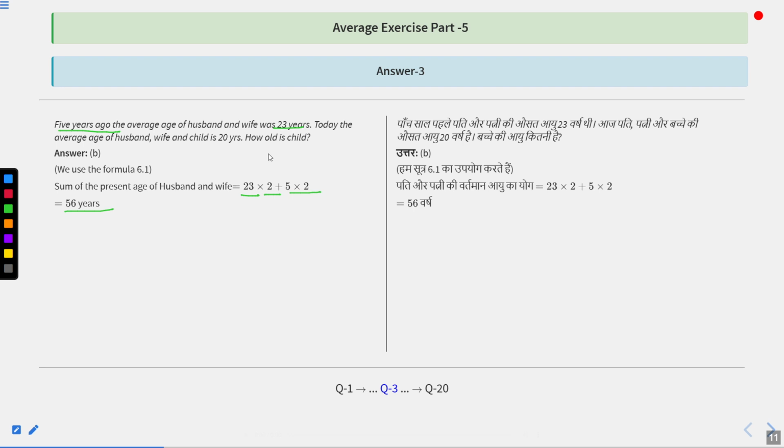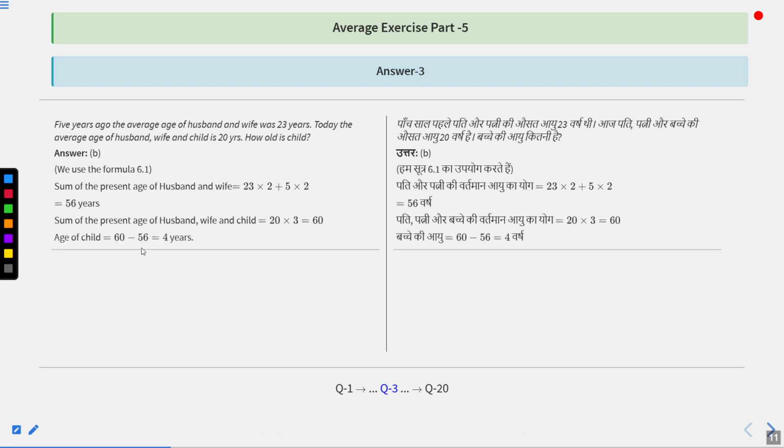Now the question says that in present the average age with the child is 20 years. Clear? So what will be the total age of husband, wife and child? It will be 20 into 3, which is 60 years. So what will be the age of the child? 60 minus 56 is 4 years. So B is the correct answer. Next one.